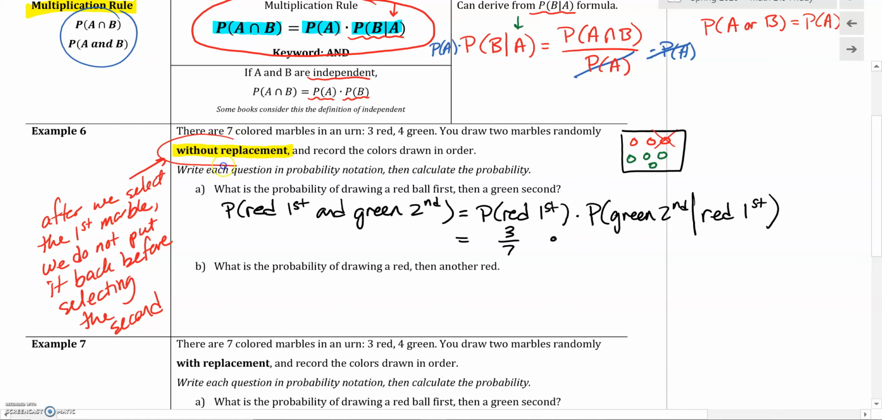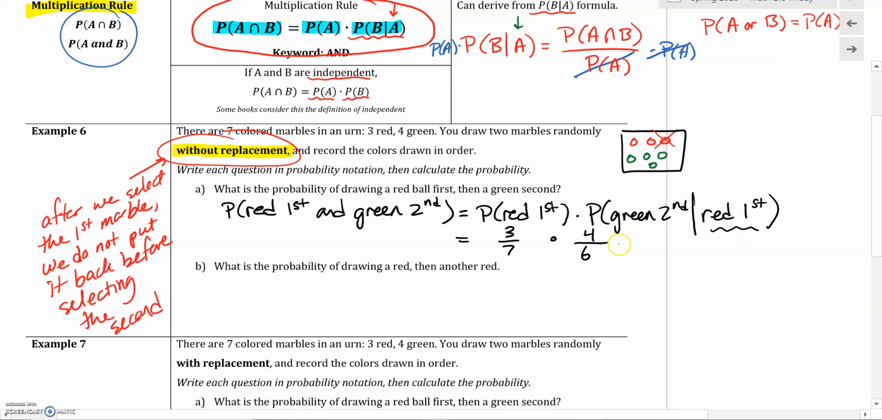Again, I'm not using replacement, so it's not like I say, oh, that's red, and then put it back in the bag. I say, that's red, and I hold it outside of the bag. And then I reach back in the bag and hope for a green one. The probability of getting a green one, well, there's 4 green ones available out of only 6 marbles now left in the bag, because again, that first one, red, was plucked out.